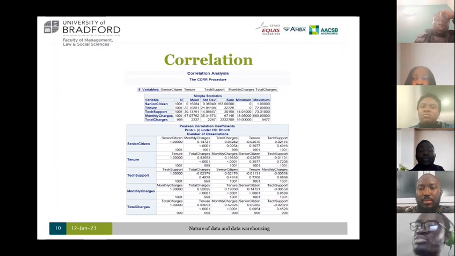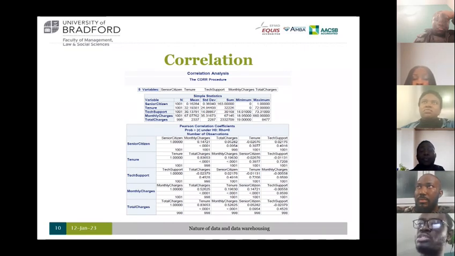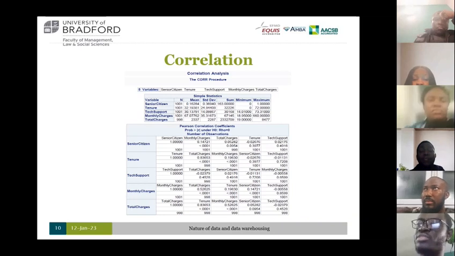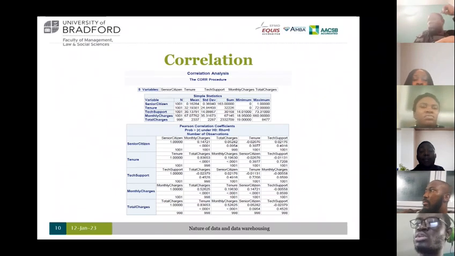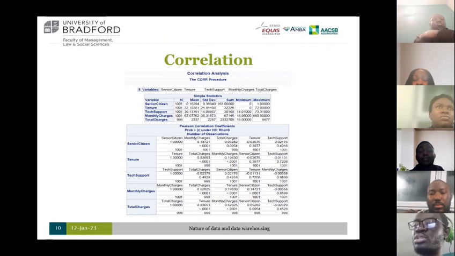Hi, my name is Emmanuel, and here we use the Pearson's test to check the correlation coefficients between our continuous variables of senior citizens, tenure, tech support, and monthly charges. So from our table, checking between senior citizen and monthly charge, we have a p-value of less than 0.0001, which is small, and below the normal threshold of 0.05.